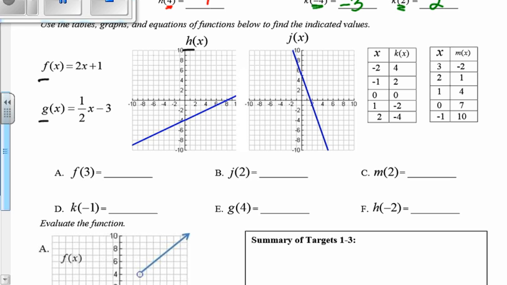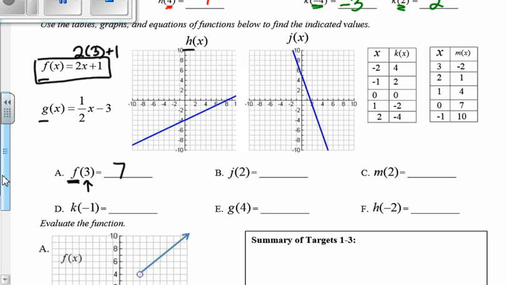So the first thing you're going to do is look at the letter on the outside of your problem, in this case f. Then you're going to find the f function. So I'm focused in right here. Now it says f of 3, so I'm going to take this input value of 3 and plug it in for x in this function. So 2 times 3 plus 1, that would be 7.